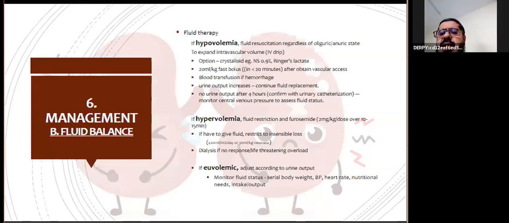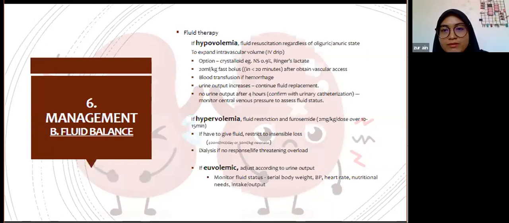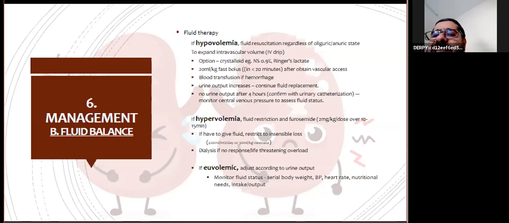You mentioned if hypervolemia, fluid restriction and furosemide, 2 milligram per kilogram per dose over 15 minutes. If we have to give fluid, restrict to insensible loss. How to calculate insensible loss? Usually 400 ml per meter squared per day. Yes, very good, correct answer. 400 ml per meter square per day, so it depends on the surface area.